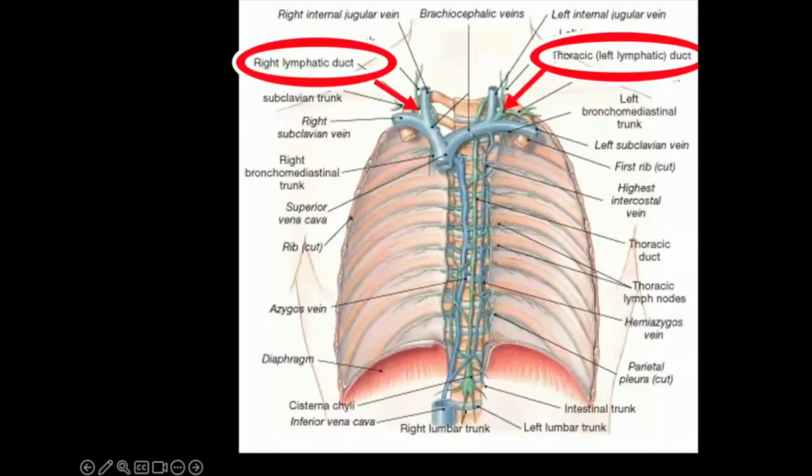Here you can see, and again, they're green, the right lymphatic duct and the thoracic duct, where that lymph fluid comes back into the main circulatory system.